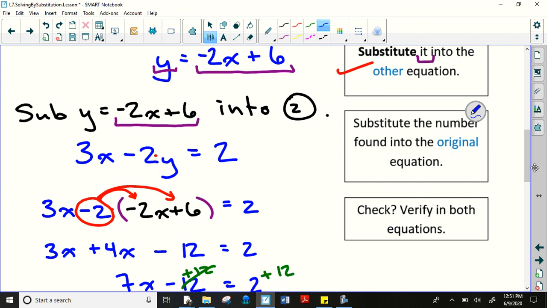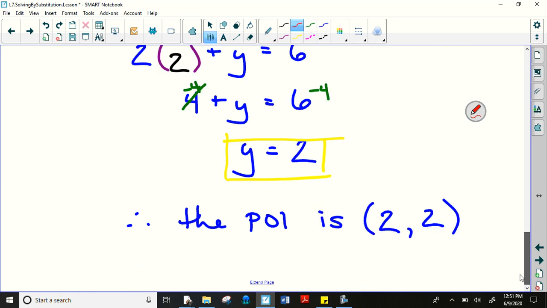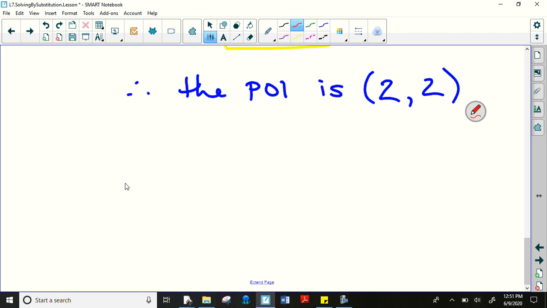The last step we have to do is to check. We just substituted into the original equation and found the point of intersection. We need to verify in both equations. What that means is take this x value of 2 and this y value of 2, plug them into the two equations, and see if they work out.